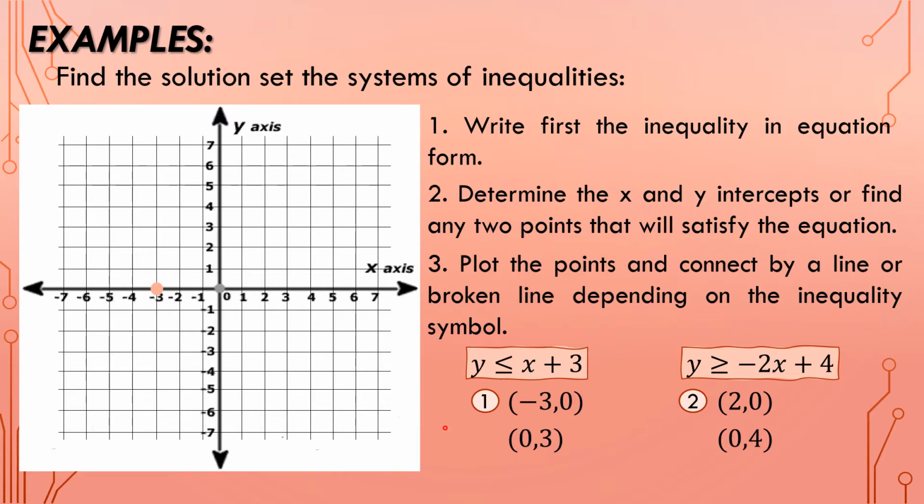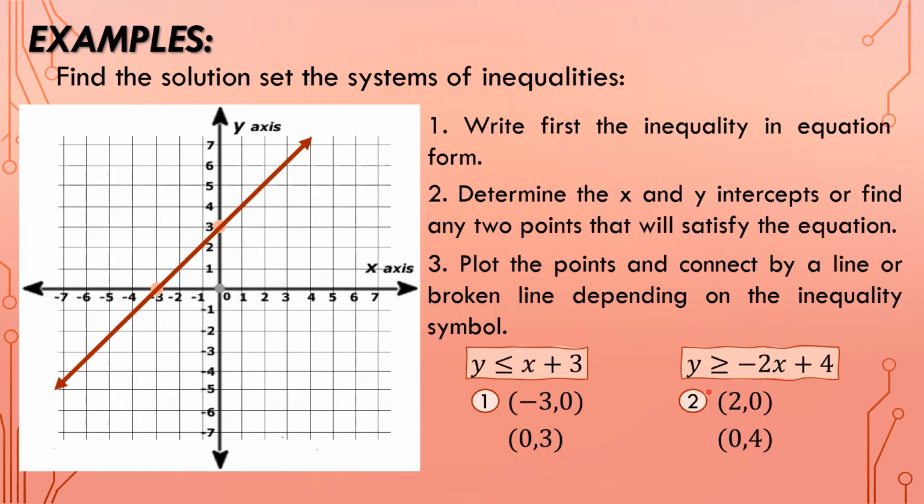Next is (0, 3). So, 0 ang x and positive 3 ang y. So, dito yun sa taas. And then, i-plot ang point. And then, connect by a line. Paano naging solid line? Ito ay dahil ang given inequality symbol ay may equal sign sa baba.